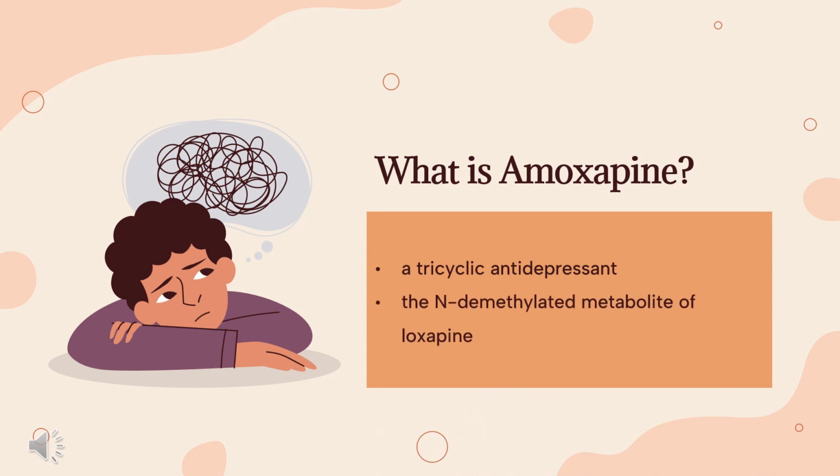What is Amoxapine? Amoxapine, sold under the brand name Asendin among others, is a tricyclic antidepressant. It is the N-demethylated metabolite of loxapine. Amoxapine first received marketing approval in the United States in 1980, approximately 10 to 20 years after most of the other TCAs were introduced in the United States.